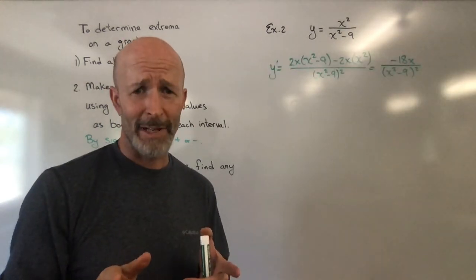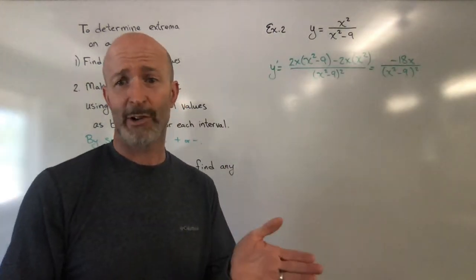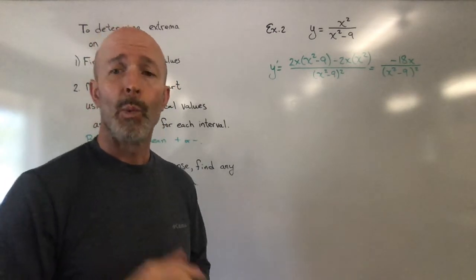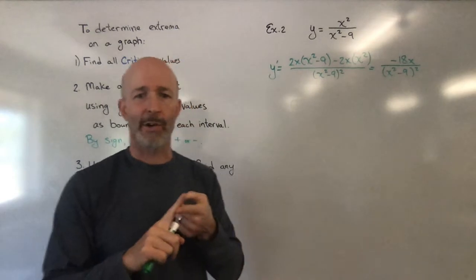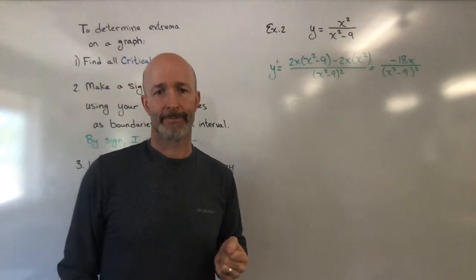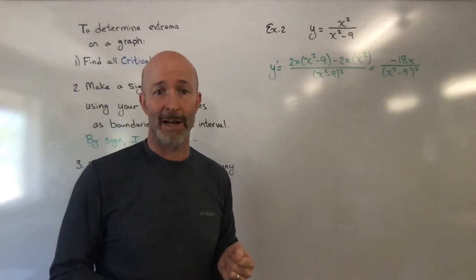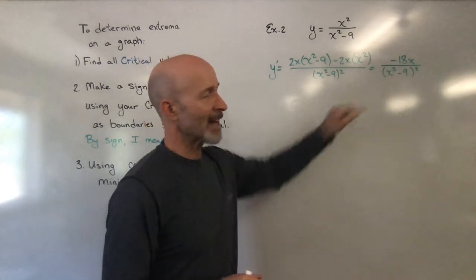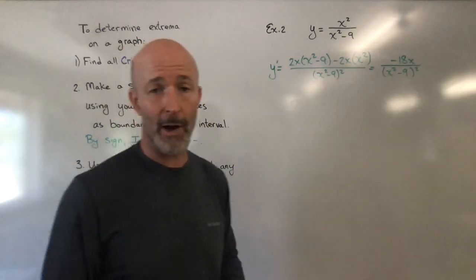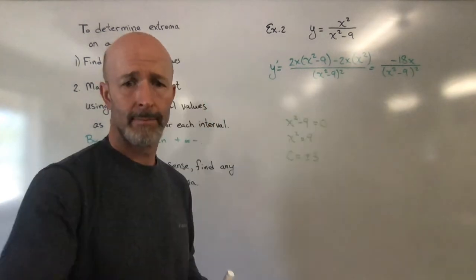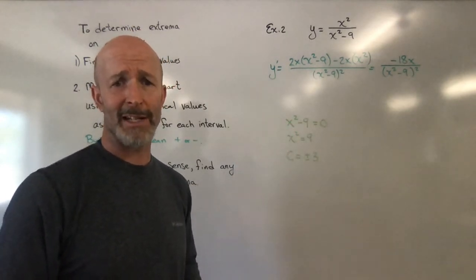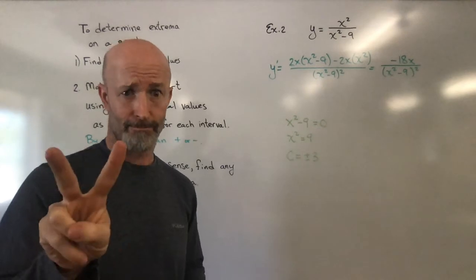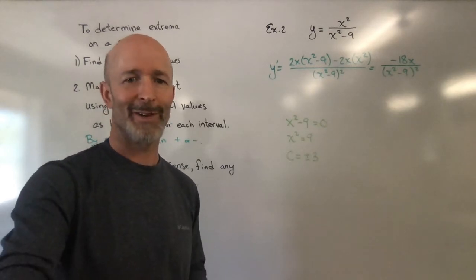So I found the derivative. I used the quotient rule. It's a grand rule. We love it. What's going to make this derivative either zero or undefined? This one's definitely going to have some undefined points. If the denominator of a fraction equals zero, that's undefined. So I set the denominator equal to zero, solved it, and I got plus or minus 3. That's two of my critical values.